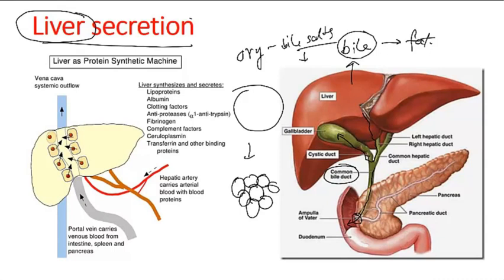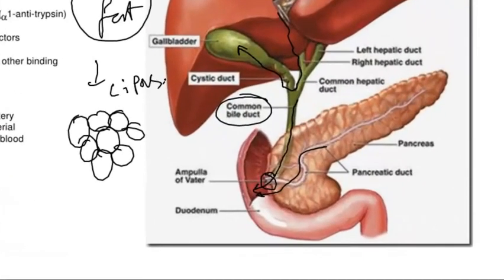And bile works associated with the pancreatic lipase, which comes through the pancreas. So once bile fragmentizes and emulsifies those fats, then lipase will act and break the fat down into fatty acids and glycerol. That's how the digestion takes place there.